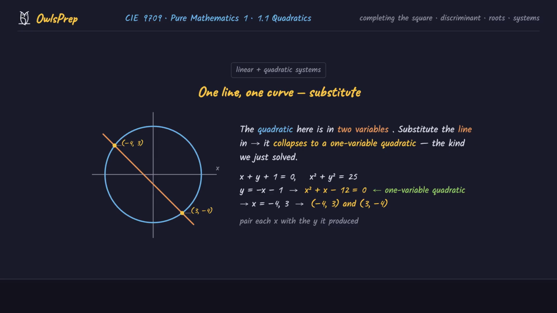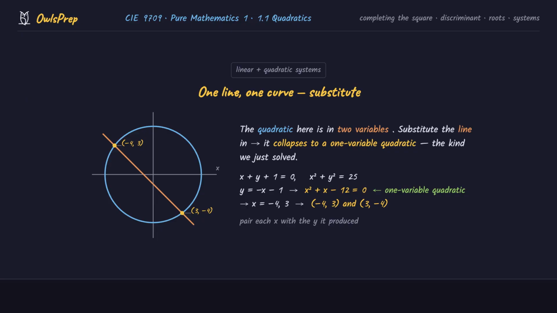Take x plus y plus 1 equals 0 together with x squared plus y squared equals 25. From the linear equation, y equals minus x minus 1. Substitute: x squared plus (minus x minus 1) squared equals 25, which tidies to x squared plus x minus 12 equals 0, a plain one-variable quadratic. Solve it the usual way: x equals minus 4 or x equals 3.